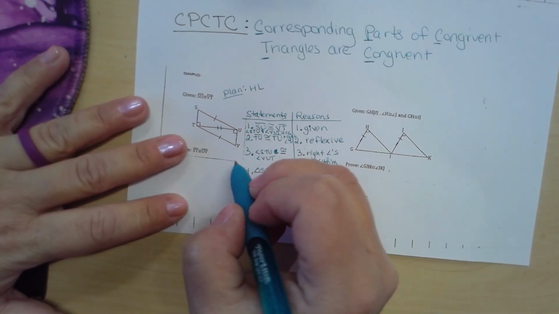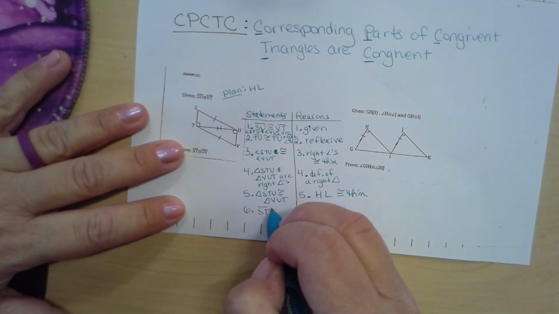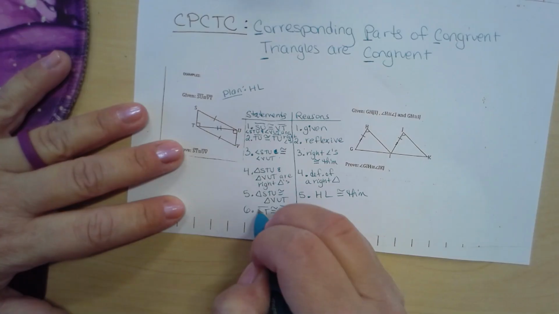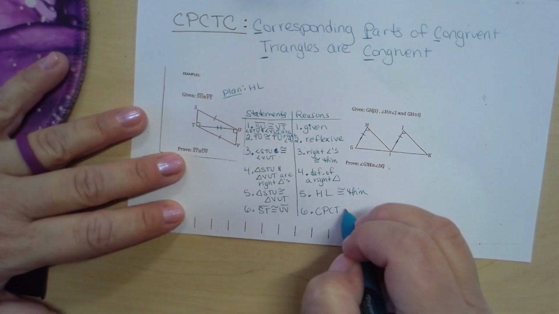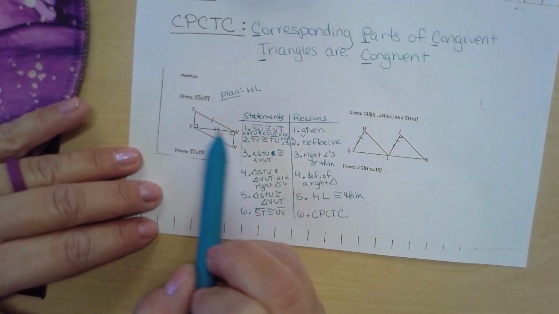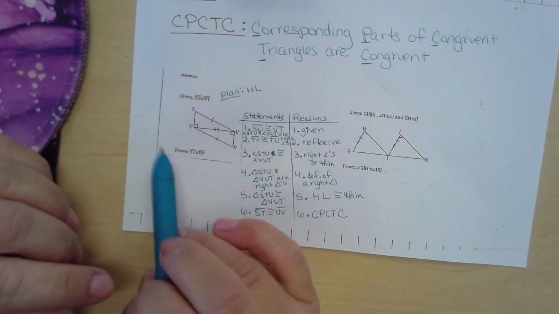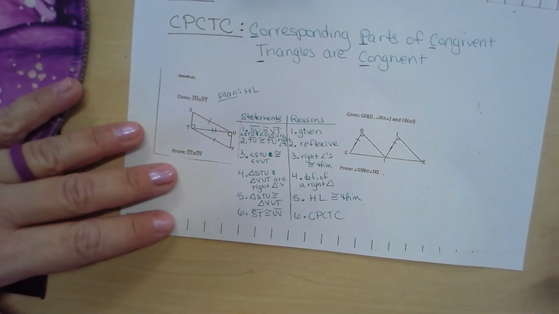So now that the triangles are congruent, can we now say ST is congruent to UV? We can. And this is what CPCTC stands for, right? Now that they're congruent triangles, all corresponding sides and angles are also equal. And that's what CPCTC stands for.